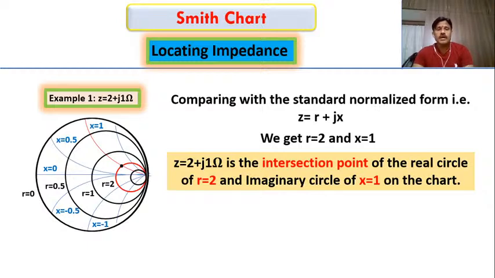Now if you want z equals to 2 plus j1 ohm, you have to highlight the circle r equals to 2 and another imaginary circle, that is the incomplete circle x equals to 1. Where these two are intersecting, at this dot, that point will represent an impedance of how much? z equals to 2 plus j1 ohm. So like that, any normalized impedance value we can represent on the Smith chart. We will complete the location of the impedance point on the Smith chart by considering another example also.